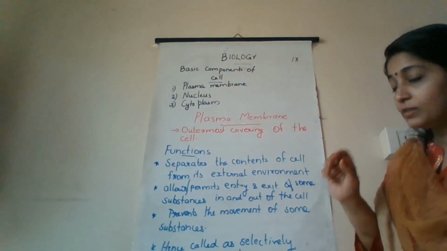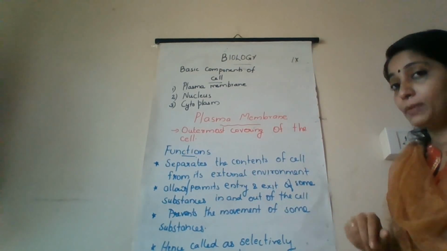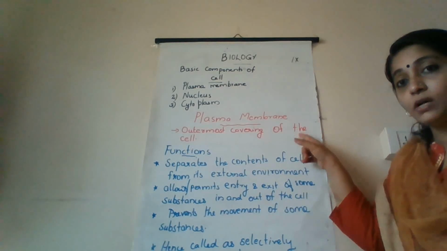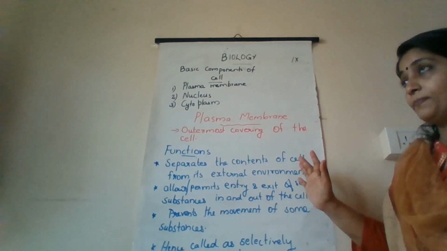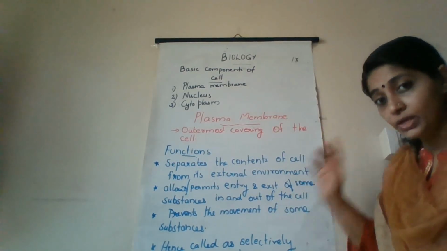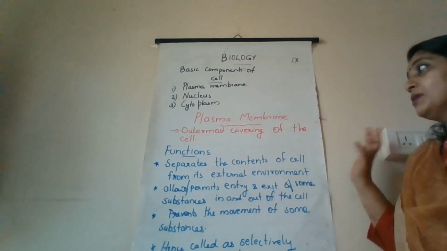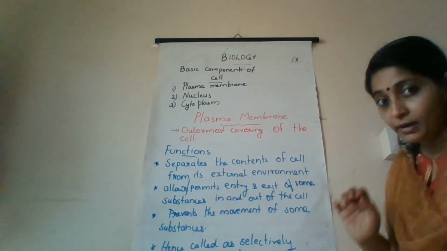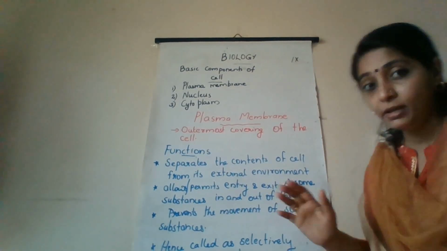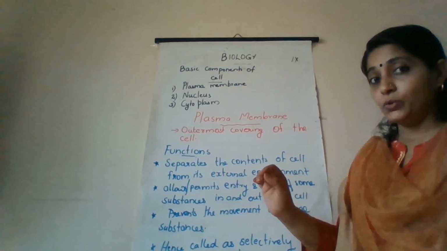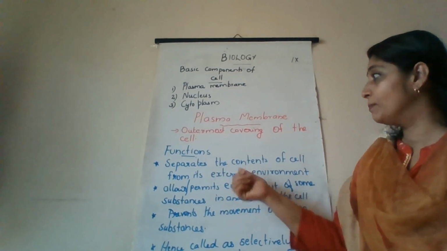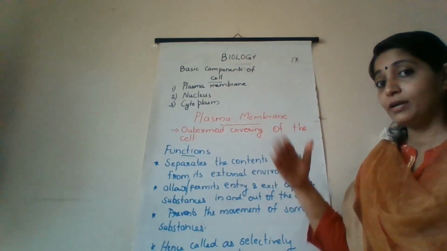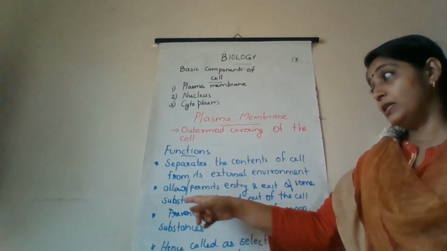First, we will start with the first component, that is plasma membrane. So we know plasma membrane forms the outermost covering of the cell. All these notes you have to write down in your notebook. Now we see the main functions of plasma membrane. It separates the cell from the external environment. It helps to separate the contents of the cell from the external environment.